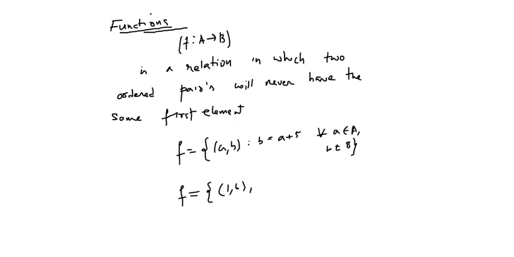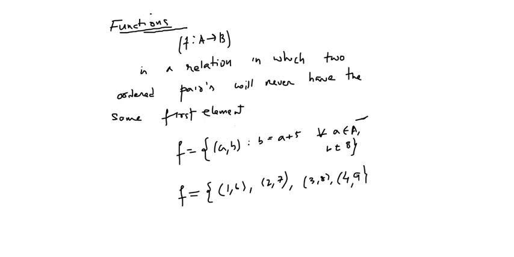Then a is 2. a is an element of A, so I can take 2 also. So (2, 7), since 2 plus 5 is 7. Okay, now if I take 3, 5 plus 3 is 8. Okay, let me take 4, and 4 plus 5 is 9.